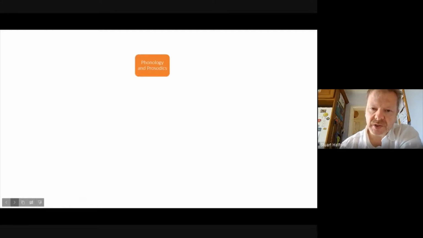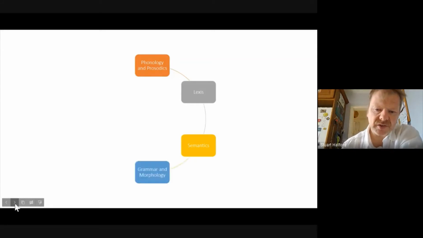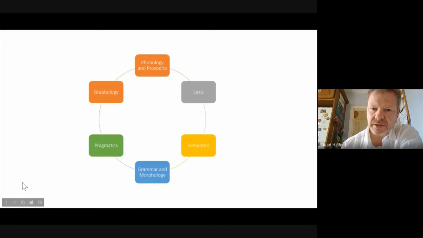Now, some of these words and ideas you may have encountered already at GCSE. Some are maybe new to you, but don't worry, we'll go through them all gradually. So we have phonology and prosodics, lexis, semantics, grammar and morphology, pragmatics, and graphology. So let's go into a bit more detail about what these actually mean.